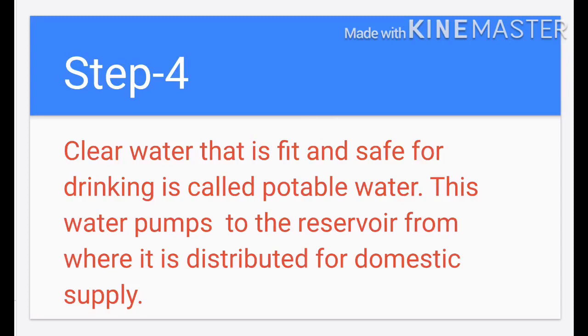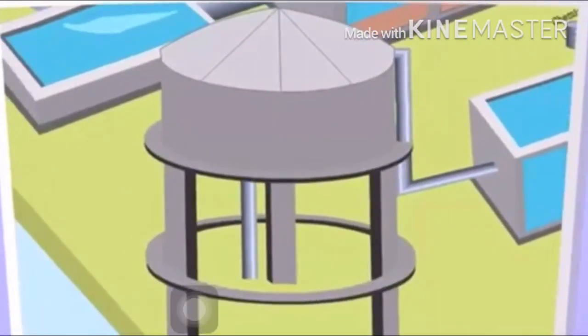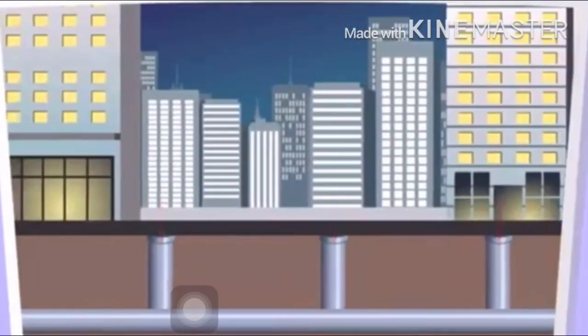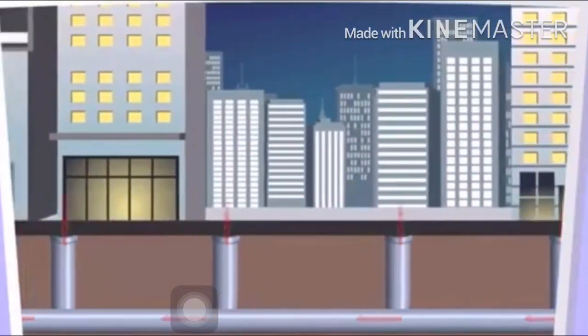This is the last step where the clear water that is fit and safe for drinking is called potable water. This water is pumped to the reservoir, also called the storage tank, from where it is distributed for the domestic supply. So, this is a storage tank where the pure water is stored, and from this storage tank the water is supplied to our homes through the inner pipes, and we get purified water through our home taps.